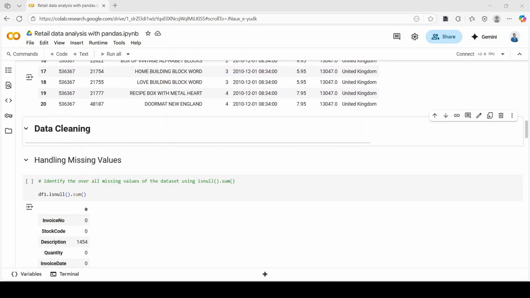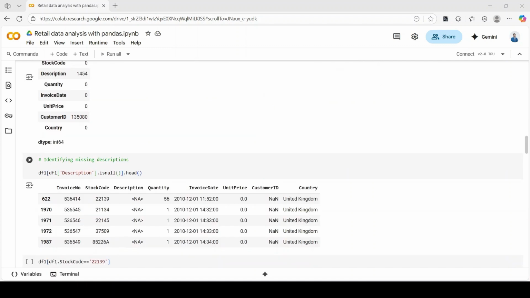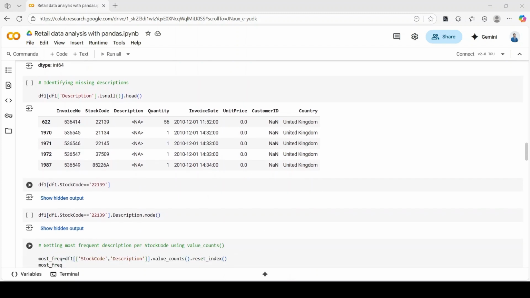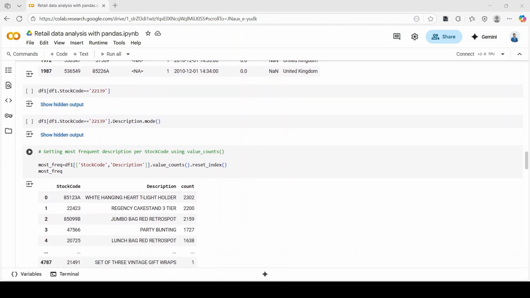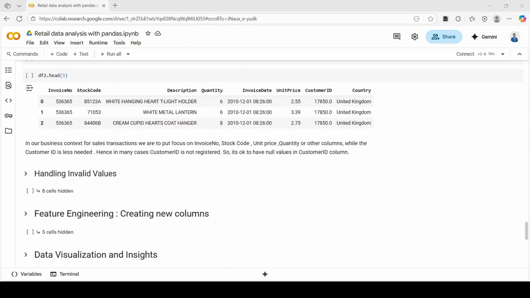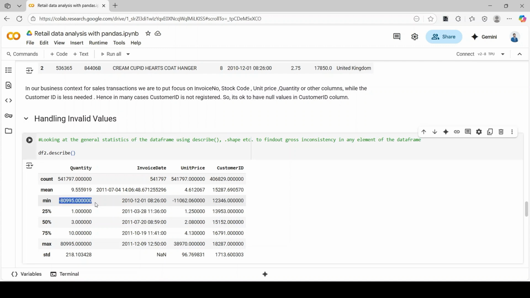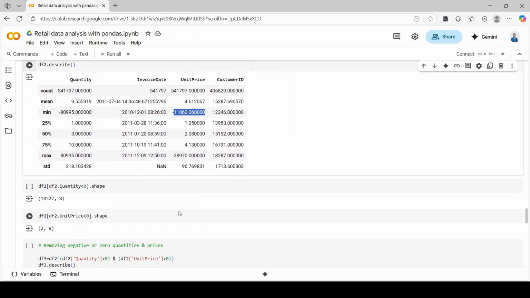Therefore, I first cleaned the data, handling missing values, identifying them using isnull().sum(), then identifying missing descriptions in particular using the same command for description, and then I replaced the missing descriptions with the most frequent description for each of the stock codes. And I also handled invalid values. For example, invalid values such as erroneous records of negative quantity values or negative unit price were found, which does not make any sense for our business context, hence were removed.